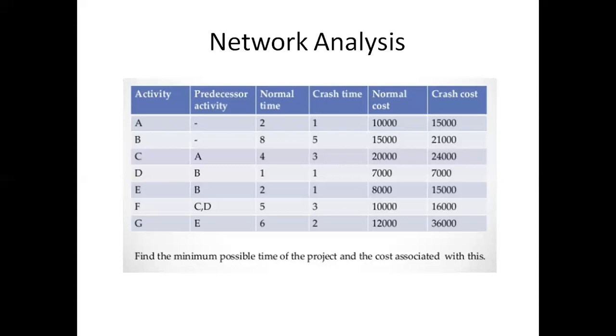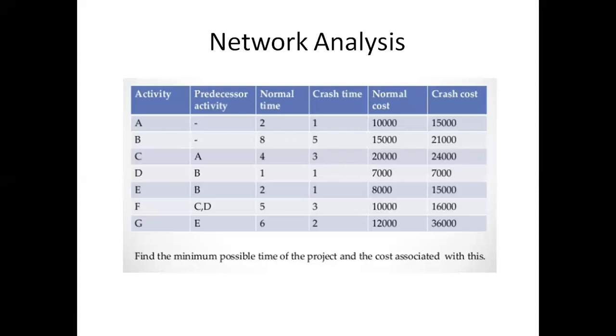Normal time for activity A is 2 days. Now the crash time, if we are going to crash that job, or reduce the time in that job, comes down to 1 day, and the normal cost is 10,000 rupees for activity A. However, when you are crashing a job, the cost goes up, it is 15,000, or 5,000 more. Likewise for activity B, the normal cost is 15,000 and the crash cost is 21,000 rupees.